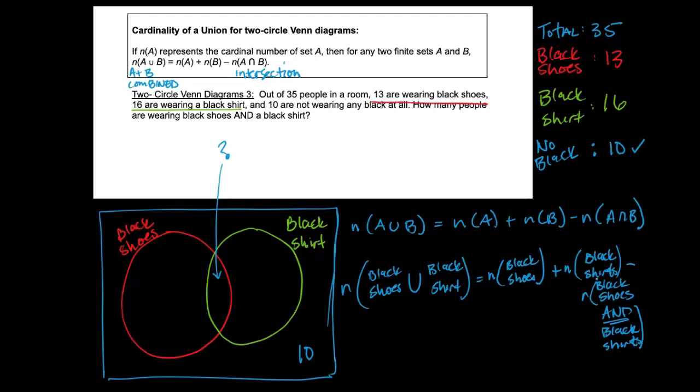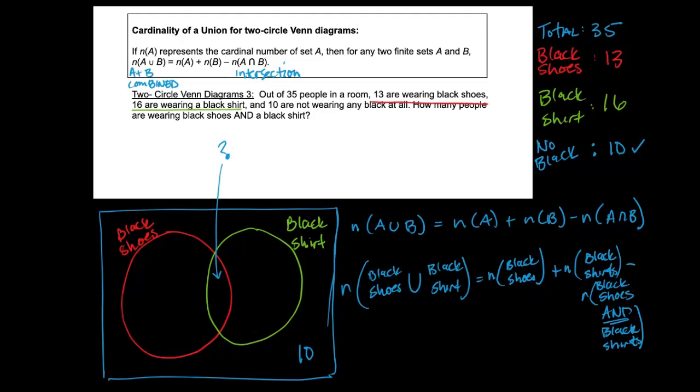So now what we can do is figure out, okay, which one of these numbers do we know? We actually know quite a bit of these. So one thing we can do is we can find the union because the union is all of the red and all of the green, and it's just going to be the number that's left over when we take the total and subtract the 10. So if there's 10 on the outside and there's 35 total, it means there's 25 altogether in both of these circles.